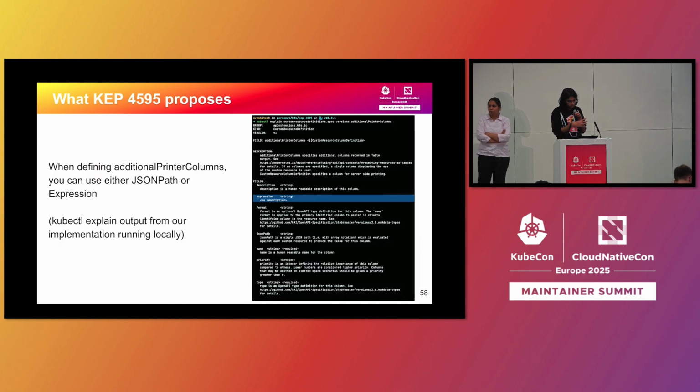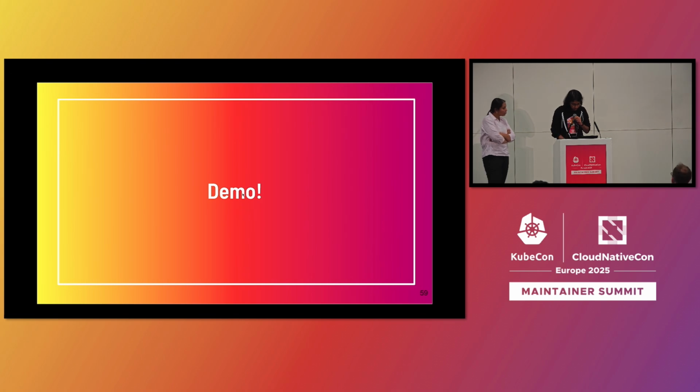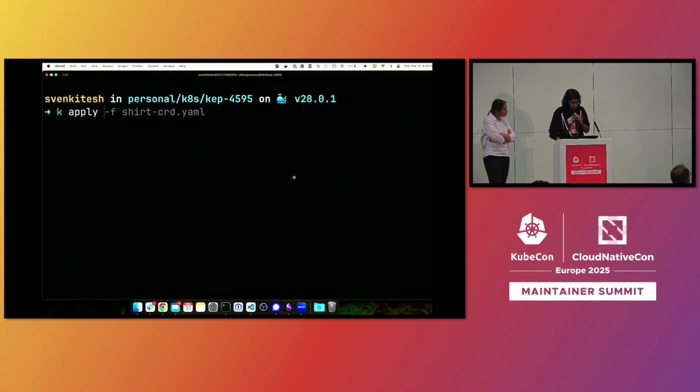This is what the explain output of additional printer column would look like after we've implemented this. We have a new expression field, similar to JSON path, where you can define a CEL expression. And this is our local build of Kubernetes where we've added the support. So now I'll try to give a quick demo of what we have.